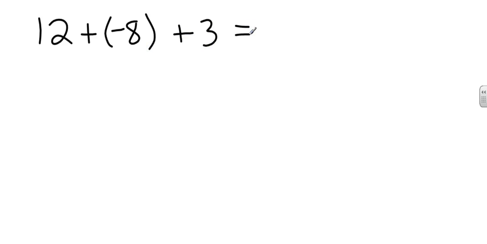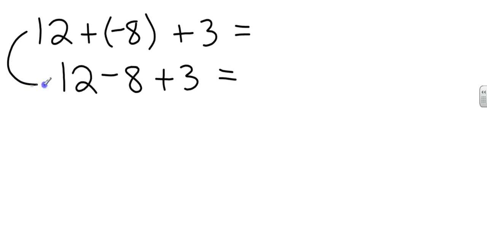Okay. Again, I'm going to rewrite this without the parentheses. Anytime I'm adding a negative, that's just subtraction. So it's going to be 12 minus 8 plus 3. Now, because of PEMDAS, I'm told to go from left to right. So I'm going to take 12 minus 8, which is 4. Then I'm going to add 3 to that, giving me a final answer of 7. Again, think of negatives as losses.